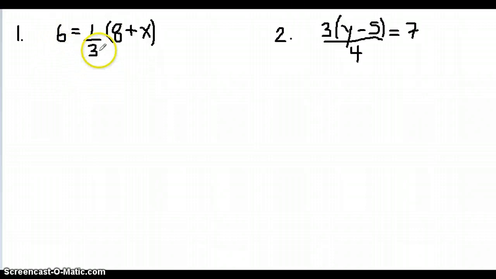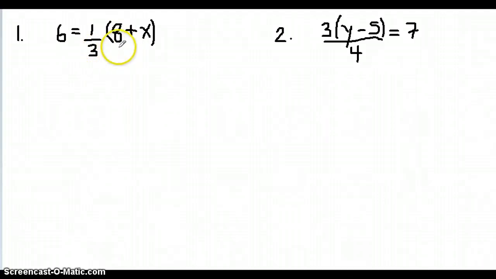We have 1 fraction here. How do we get rid of it? Well, how do you make 1/3 1? What do you multiply by? You might think 3. That's correct. I'm going to change colors here. So you want to multiply both sides by 3.